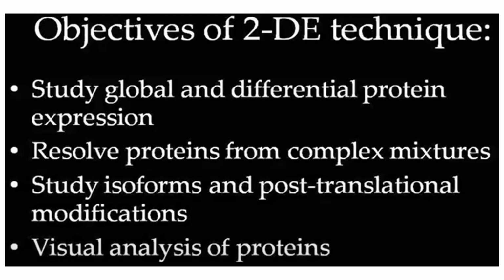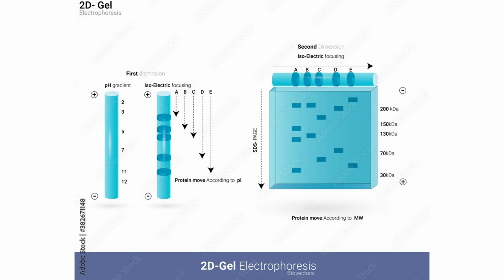So what are the objectives of doing 2D gel electrophoresis? Study global and differential protein expression, resolve proteins from complex mixtures, study isoforms and post-translation modifications if there are any, and visually analyze the protein. So what happens in this? If I give you a broad overview of the analysis, what happens in this?